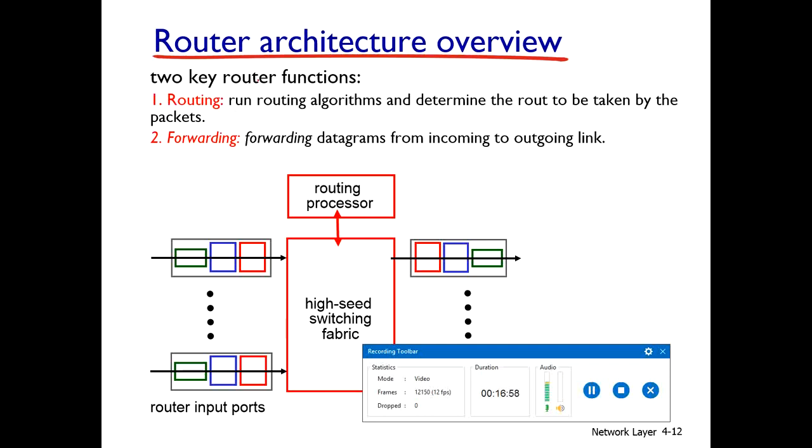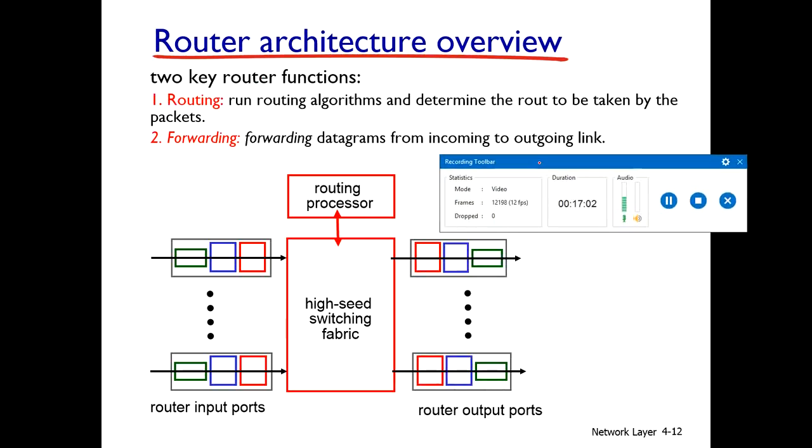As we know, the two main important functions performed by a router are routing and forwarding. Routing is providing a path between source and destination for all the packets, and forwarding is transmitting the packet from the router's input port to the router's output port. So forwarding the datagram from the incoming to the outgoing link.